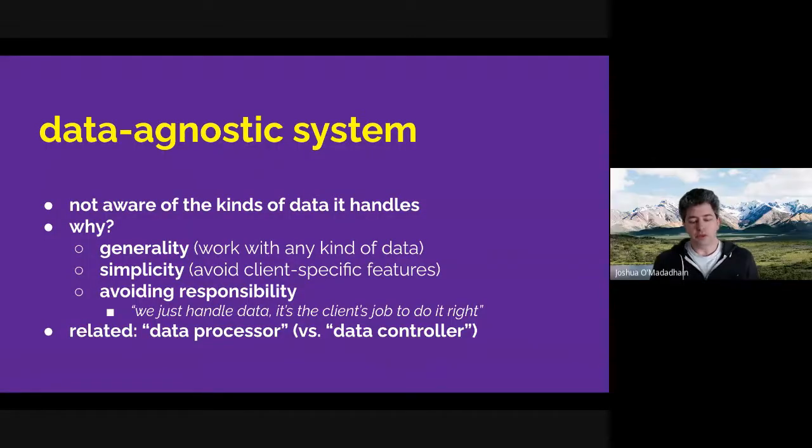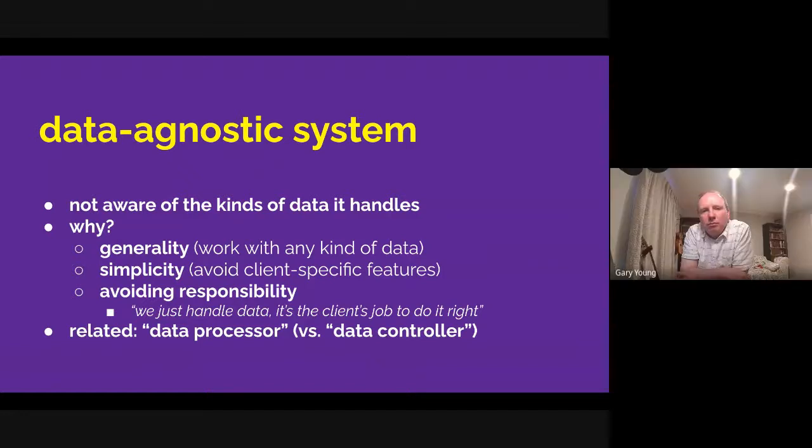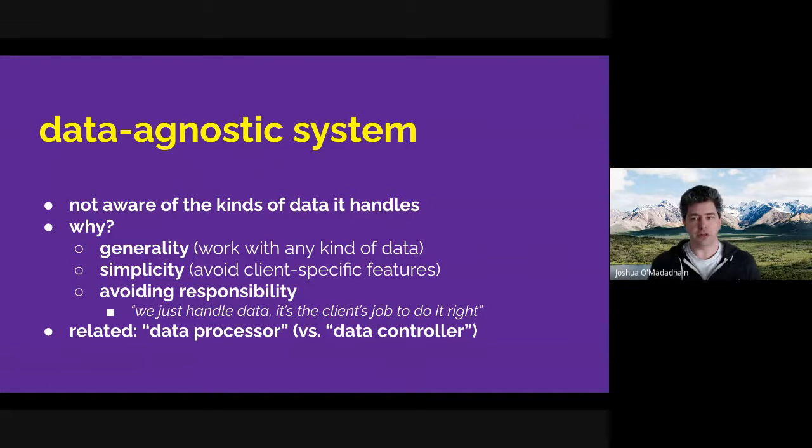We also use the concept of a data agnostic system, which is intentionally unaware of the kinds of data that it handles. Reasons why one might create such a system include generality, so that it can work with any kind of data, simplicity, so as to avoid having client-specific business logic in your infrastructure, and in some cases, avoiding responsibility. We just handle data. It's the client's job to do it right.